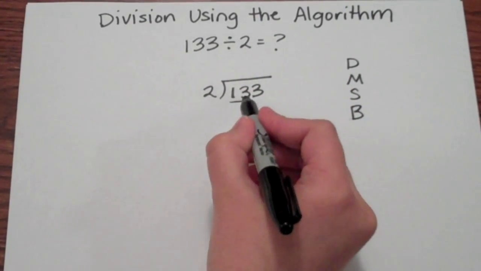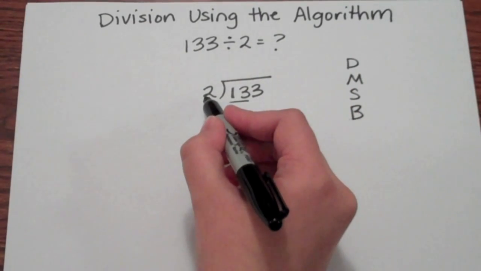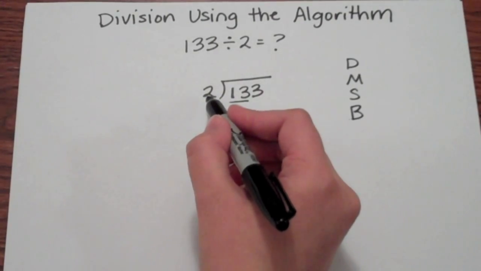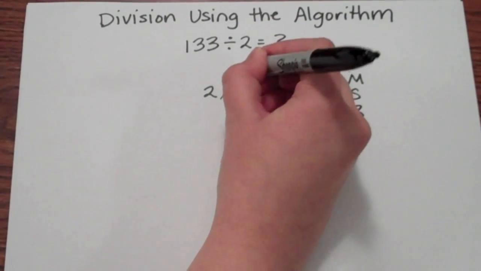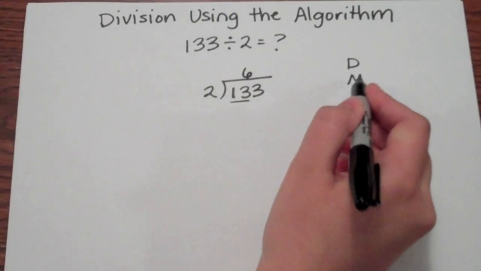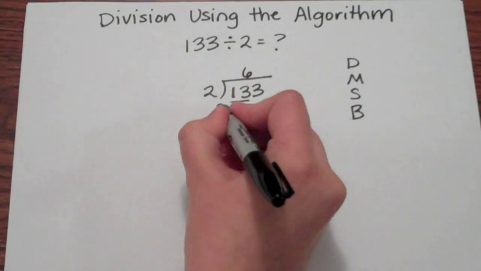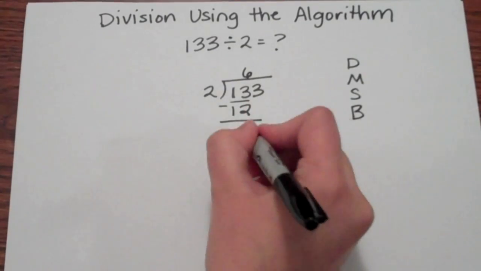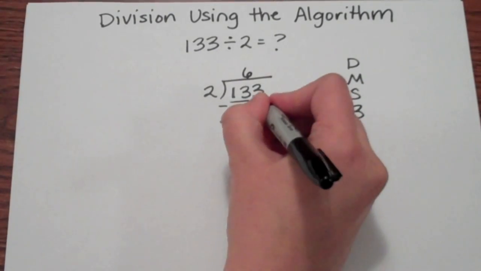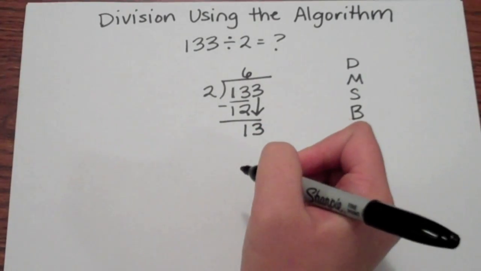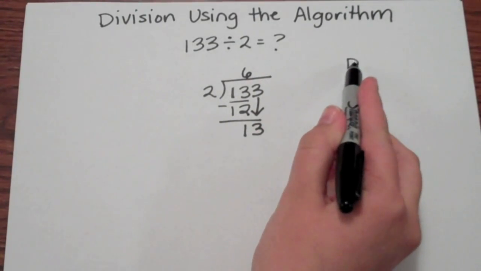So dividing, 13 divided by 2. I know 2 times 7 is 14. That's too great, so it must be 6. Now I multiply. 2 times 6 is 12. Next I subtract. 13 minus 12 is 1. Last, I bring down, and I'm left with 13. I'm ready to start the process over again.